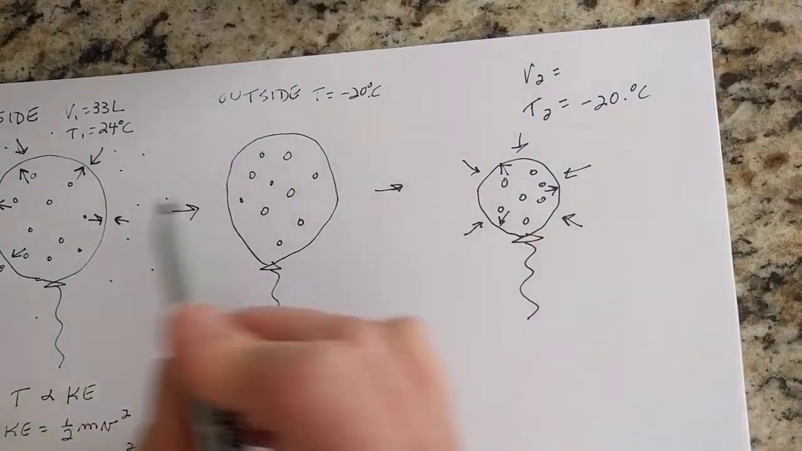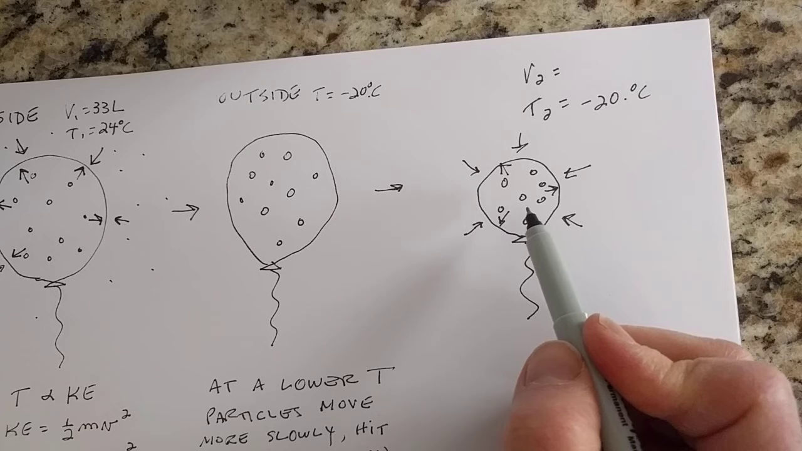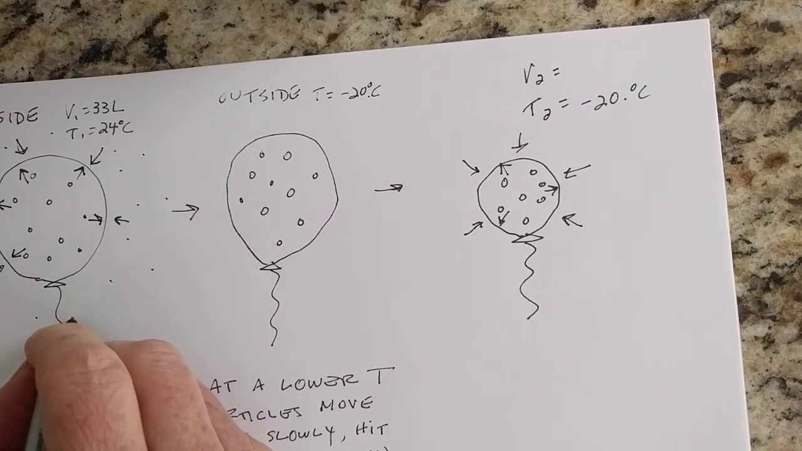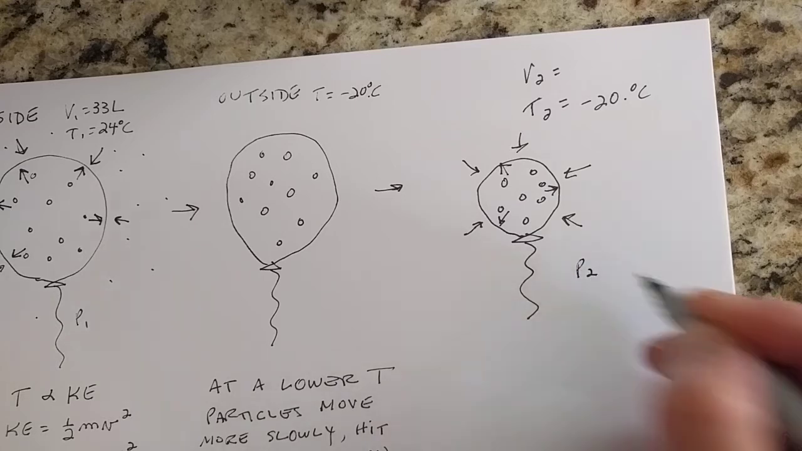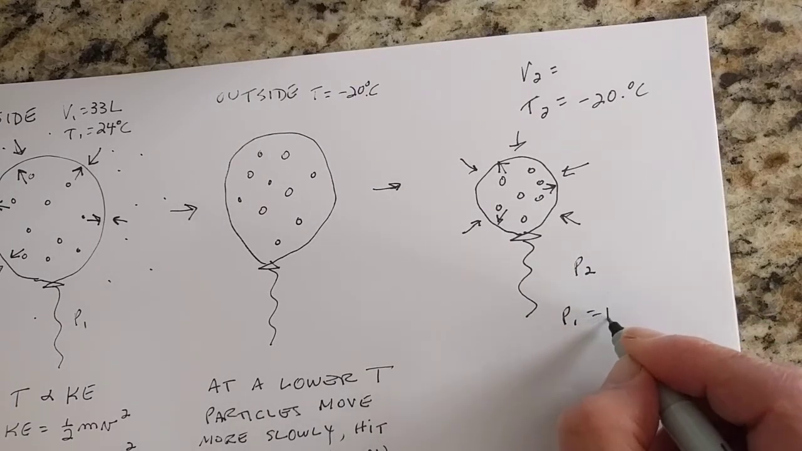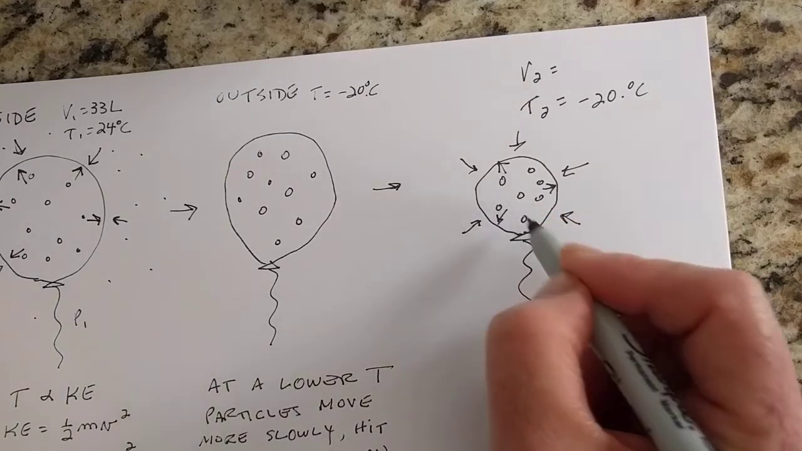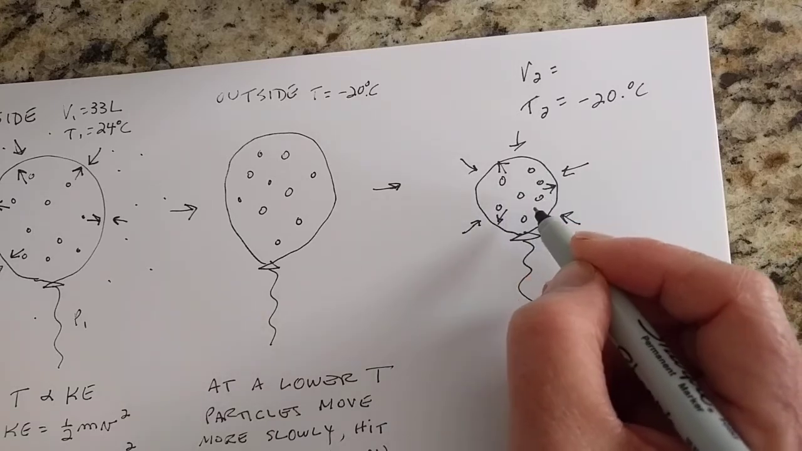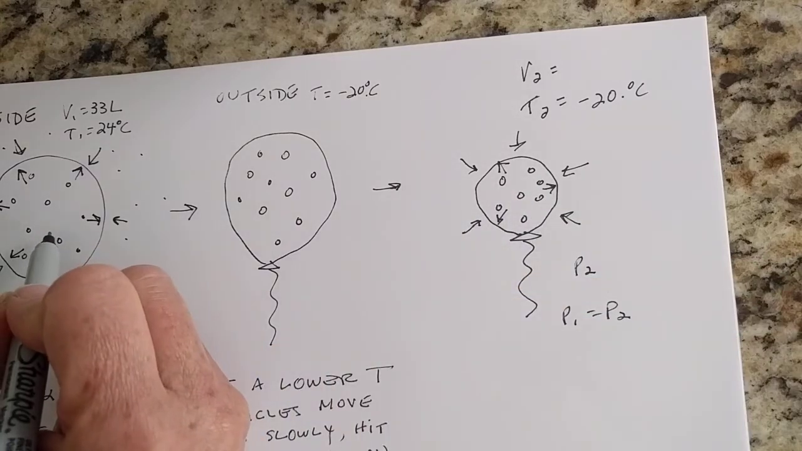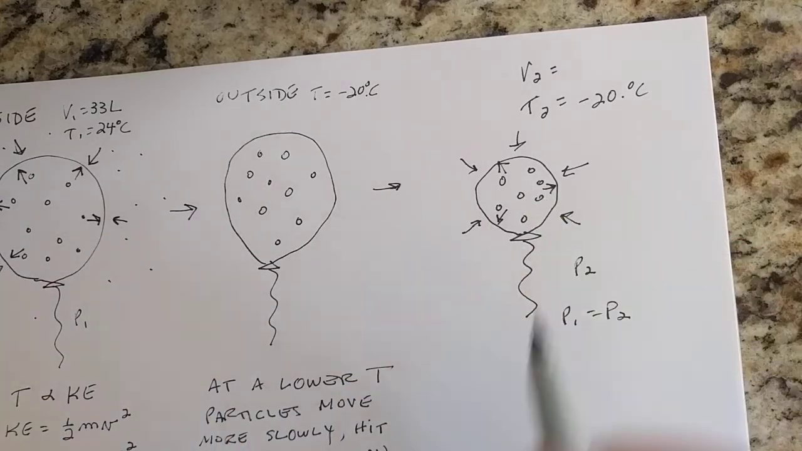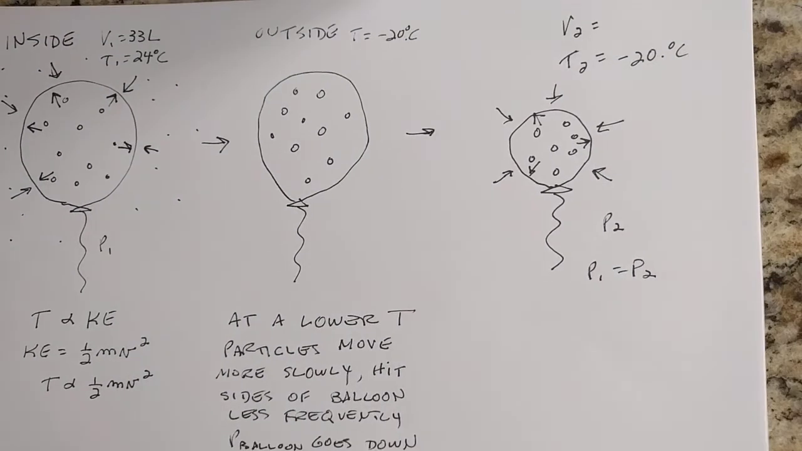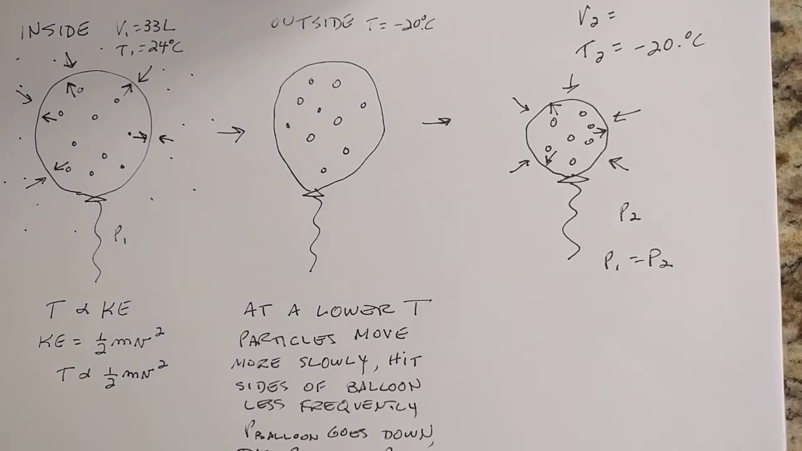So these two, the pressure in the balloon is the same. So this pressure, we'll call that P1, and P2 are the same. P1 equals P2. These guys are moving slower, but they have less distance to travel. These guys are moving faster, but they have more distance to travel, but the pressure ends up being the same. So that is what's going on.